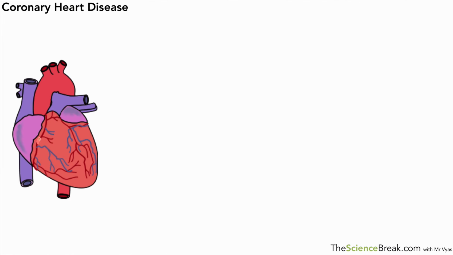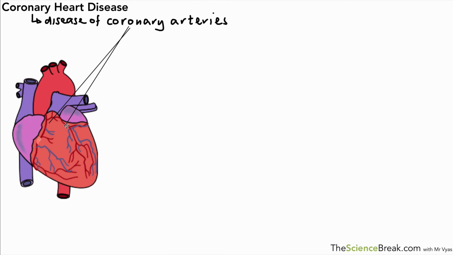The first thing we're going to look at is coronary heart disease and the use of a mechanical device and of drugs as well. So coronary heart disease is disease of the coronary arteries. These are the arteries that supply the heart with blood and therefore with oxygen and glucose. And those are very important. If they get blocked, we can have major trouble.